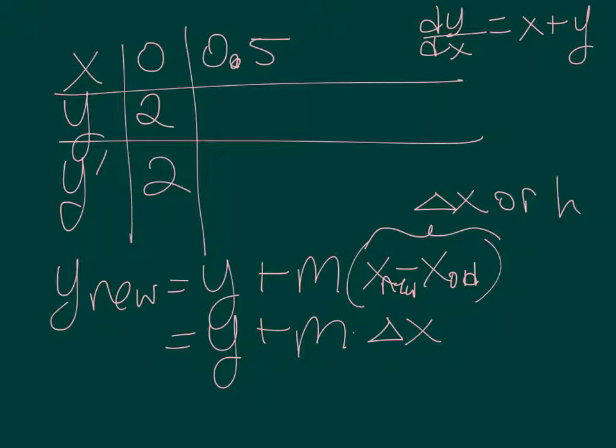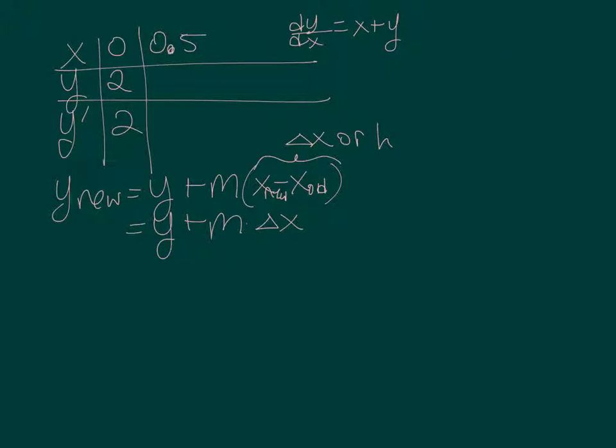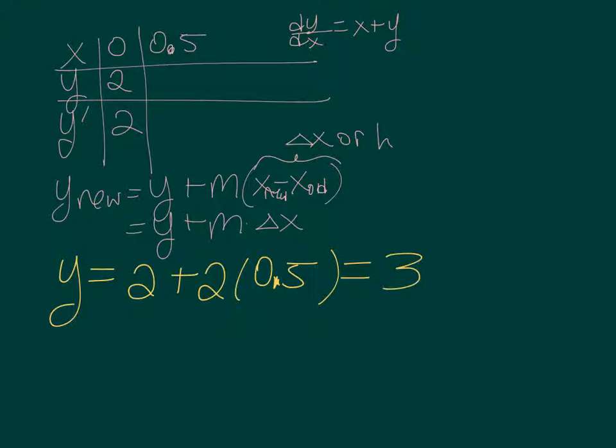The new y in this case would be the old y, which is 2, plus the slope times a half, which gives us 3. So let's put a 3 in there. And now we can calculate the new slope. The new slope is 3.5.